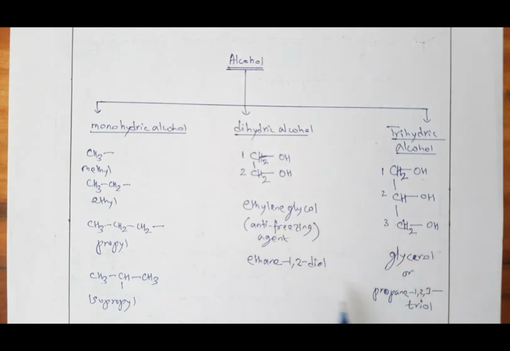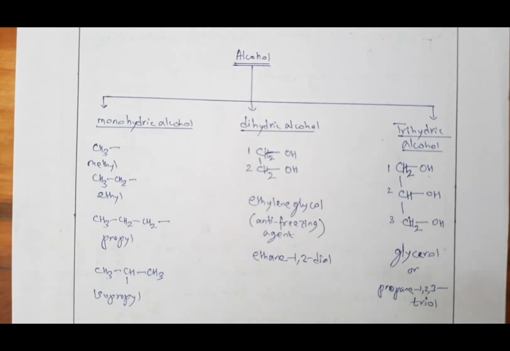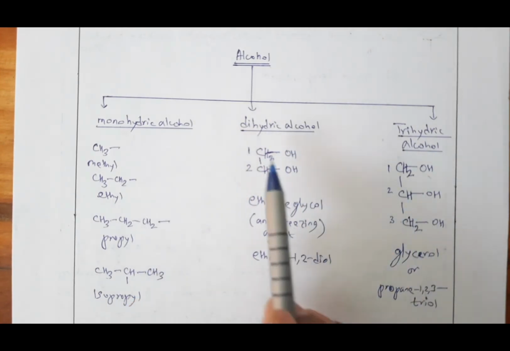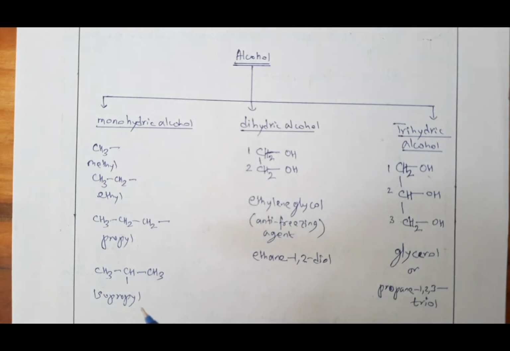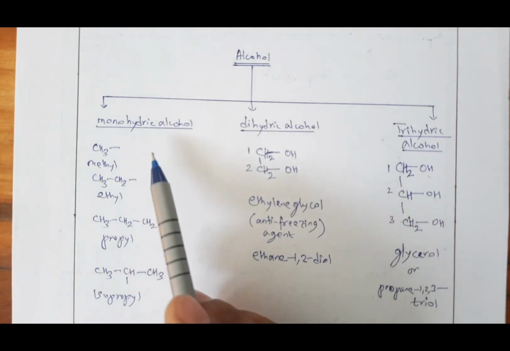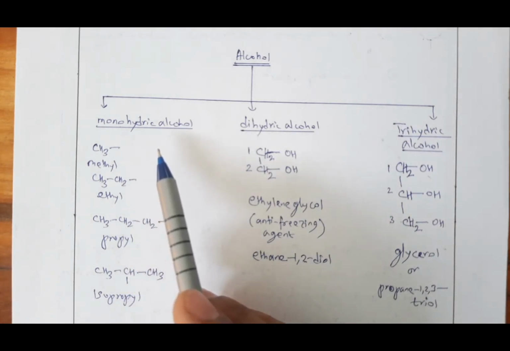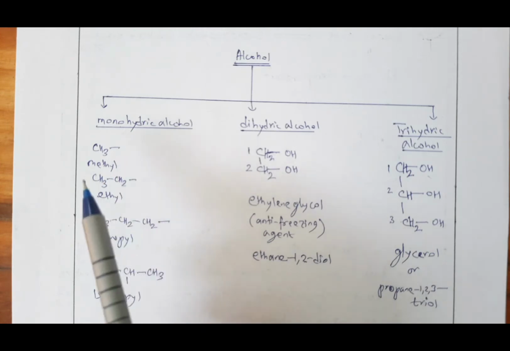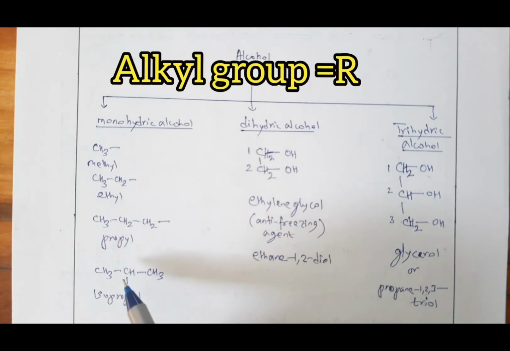Okay, now we go to the monohydric alcohol. Monohydric alcohol means having 1 OH, dihydric means having 2, and tri means having 3. So you saw the examples of di and tri, now we'll see the mono. Before I show you the example of monohydric alcohol containing only 1 OH, first let us understand what these are. These are all called alkyl groups.